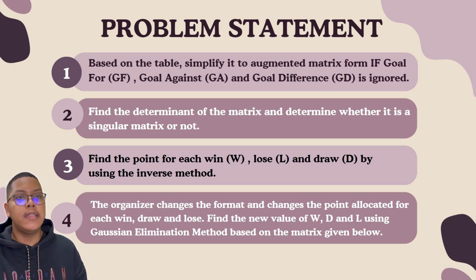Second, find the determinant of the matrix and determine whether it is a singular matrix or not. The third one is, find the point for each win, lose, and draw by using the inverse method. And last but not least, the organizer changes the format and changes the points allocated for each win, draw, and lose. Find the new value of win, draw, and lose using the Gaussian elimination method based on the matrix given below.